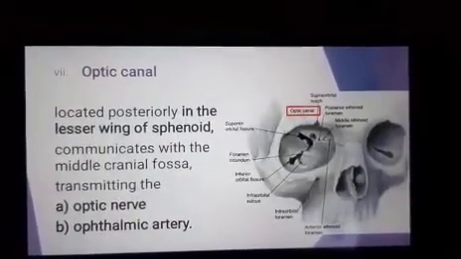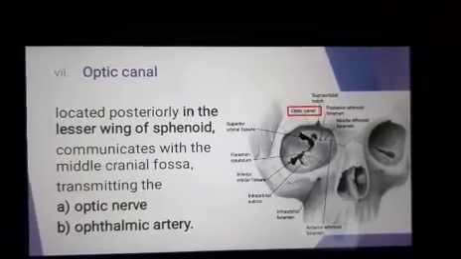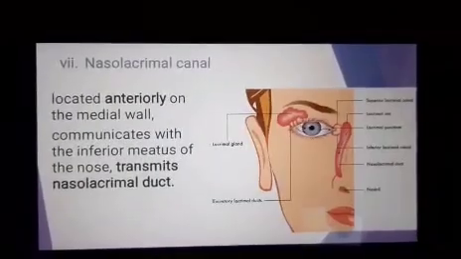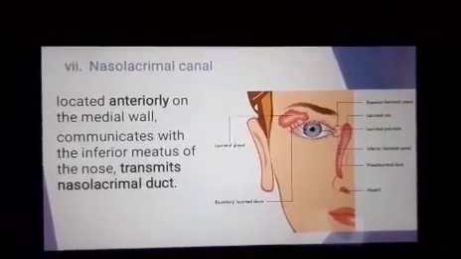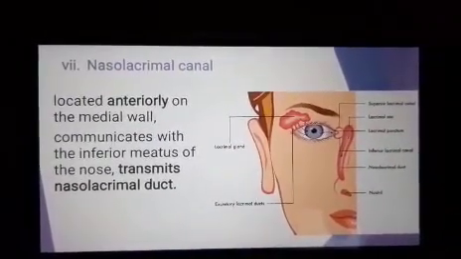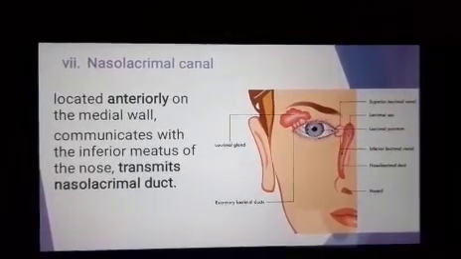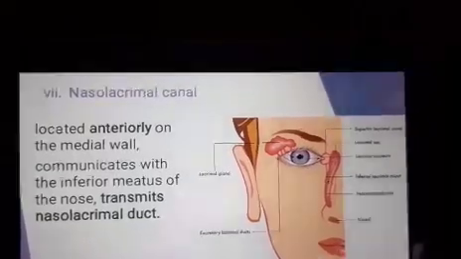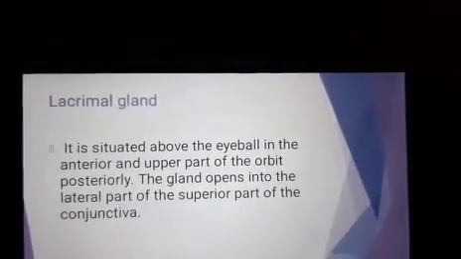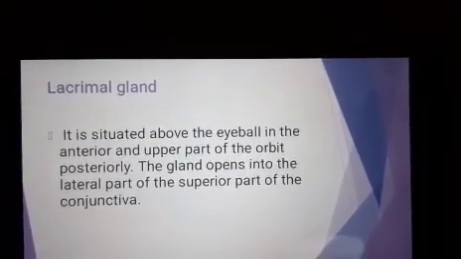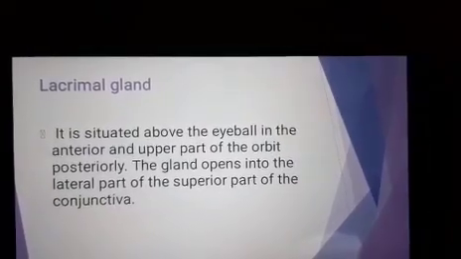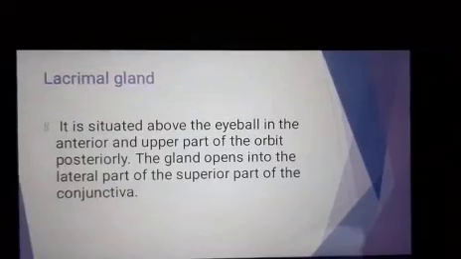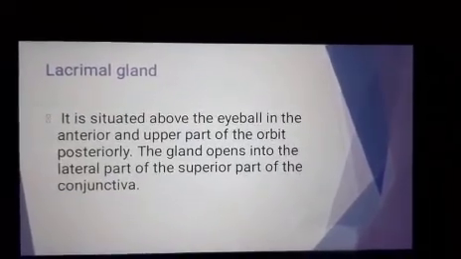Then we have the optic canal. It is also located posteriorly in the lesser wing of sphenoid, and it transmits the optic nerve and ophthalmic artery. Now we have the nasolacrimal canal. It is located anteriorly on the medial wall and it communicates with the inferior meatus of the nose, transmitting the nasolacrimal duct. Then we have a very important gland which is known as the lacrimal gland. The lacrimal gland is situated above the eyeball in the anterior and upper part of the orbit, and it opens into the lateral and superior part of the conjunctiva.